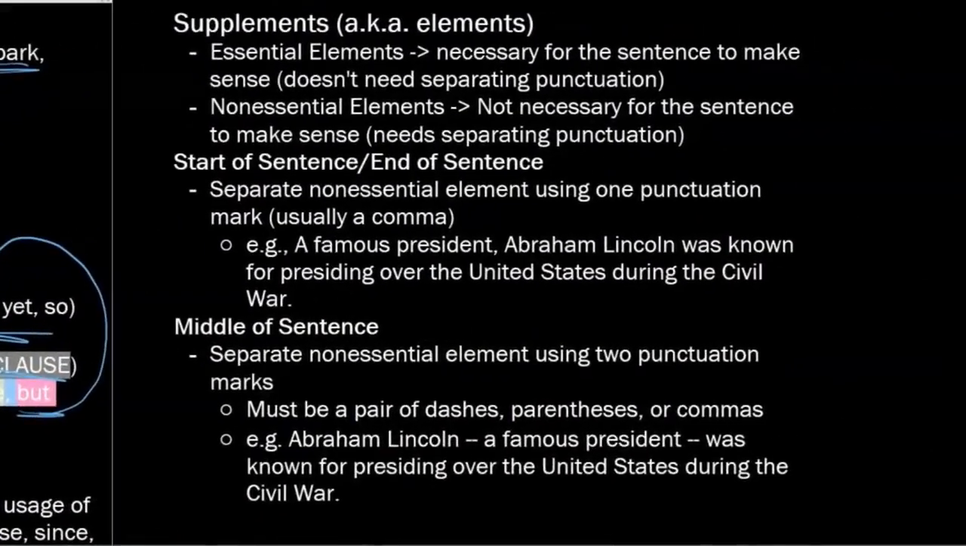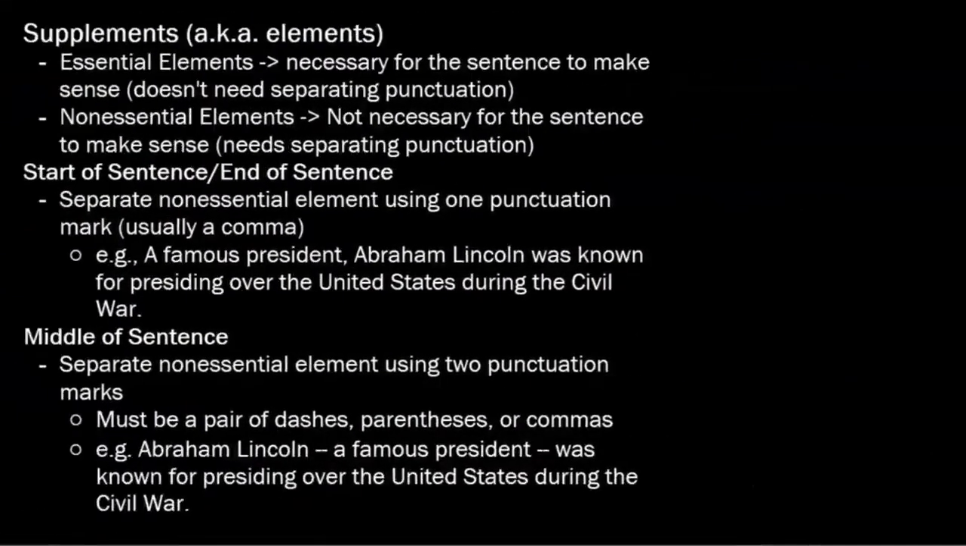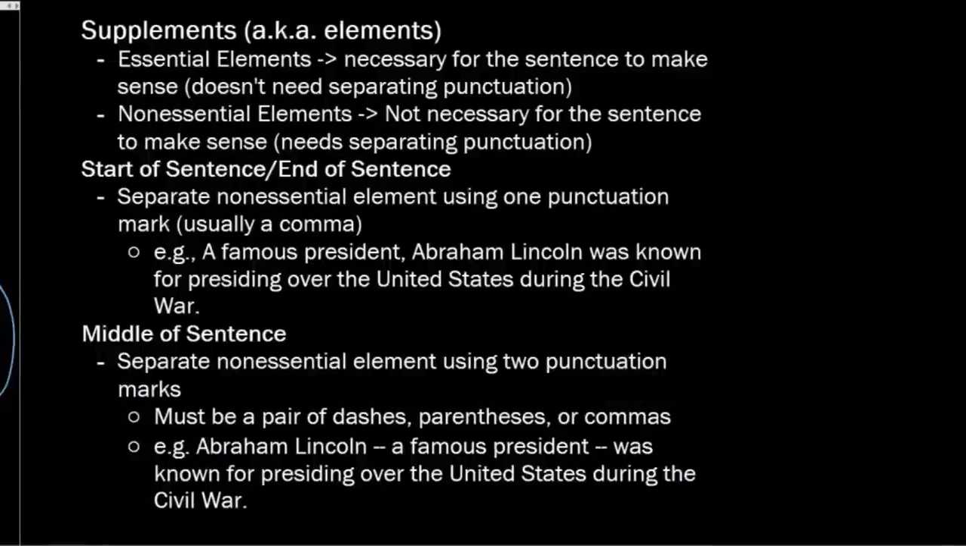Now we have supplements, or otherwise known as elements. Okay. Essential elements are necessary for the sentence to make sense, and they don't require any separating punctuation. A non-essential element is separated from the rest of the sentence by either a comma, or two commas, a pair of dashes, or a pair of parentheses, right? And the sentence still makes sense when a non-essential element is not there. But if a sentence doesn't make sense when something is missing, it means there was an essential element.